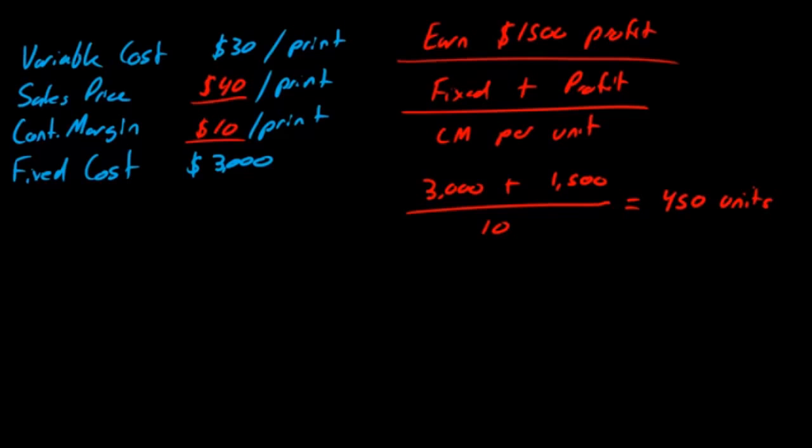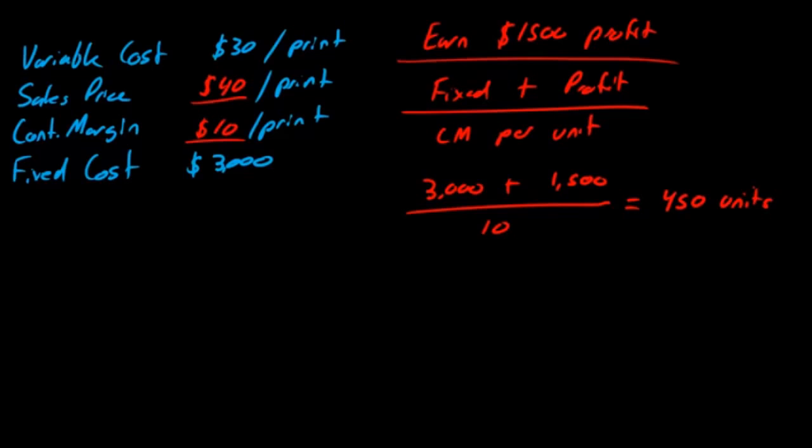And we already said we thought that it was going to be hard to sell 300 units, right? So selling 450 is going to be impossible. So our current cost structure is not going to work out. One way to decrease the amount of units that we want to sell is by decreasing the variable cost, such that it increases our contribution margin.